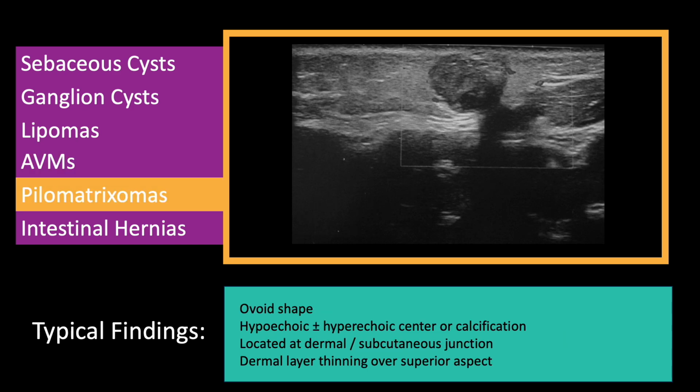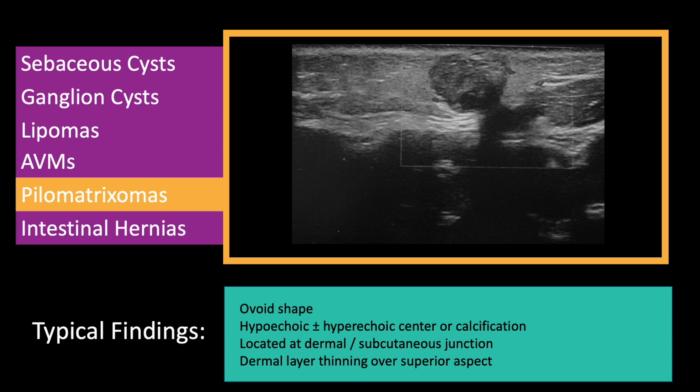Pilomatrixomas are uncommon lesions, but they do have a unique appearance that often prompts parents to seek medical attention for kiddos that are affected by them. They most commonly present as a small, firm lesion on children, usually on the head or neck, but they can be other places as well, and are derived from abnormal proliferation of the hair follicle cells at the dermal subcutaneous junction.